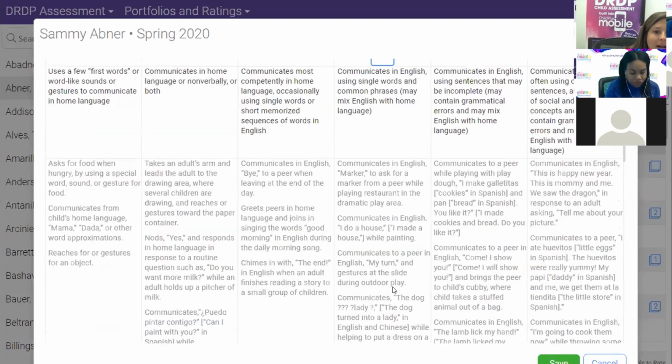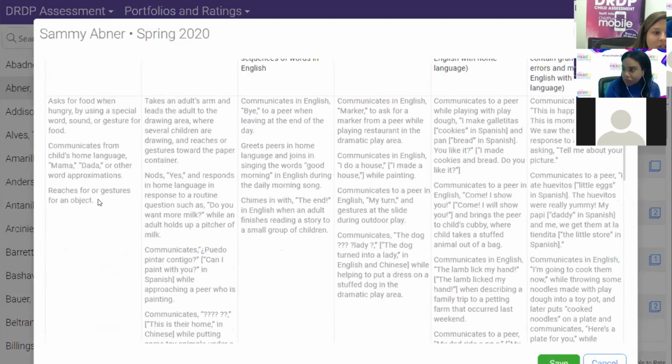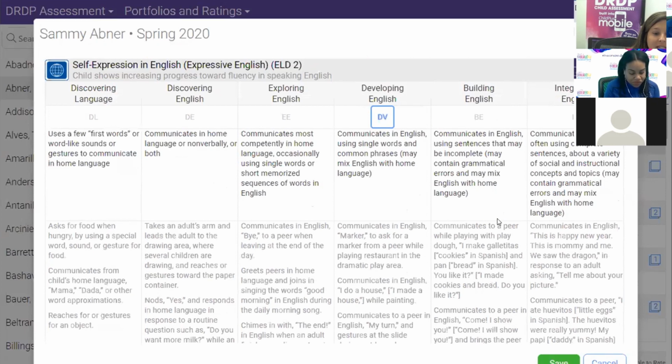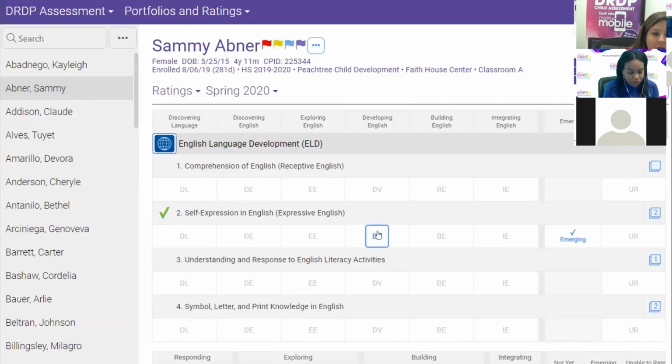So just to remind you about the inter-rater reliability, just so that you're not overwhelmed with trying to remember these examples, the state of California does provide a DRDP inter-rater reliability that will help you get accustomed to the different levels. So I'm going to hit save. Just like Carolyn showed you, when it turns blue, it means that we have rated it, and it has the green check to show that it's been rated.